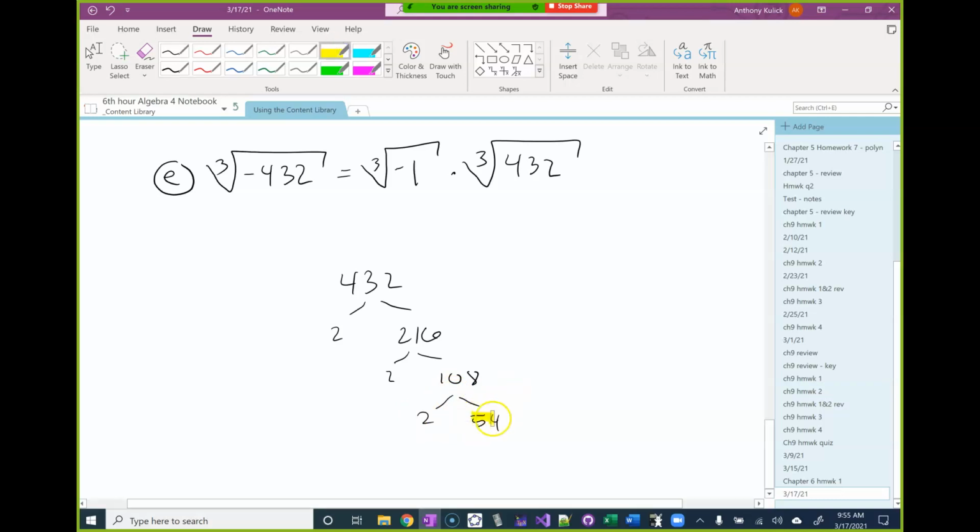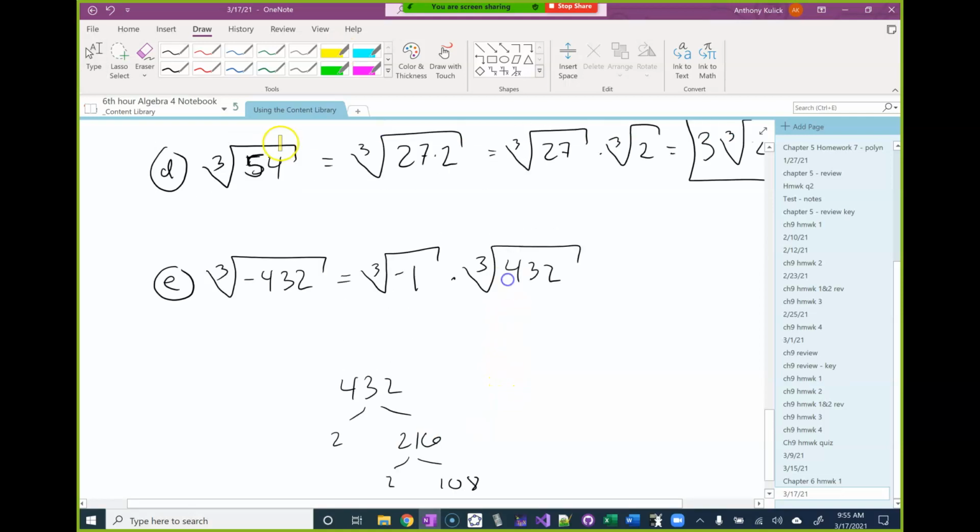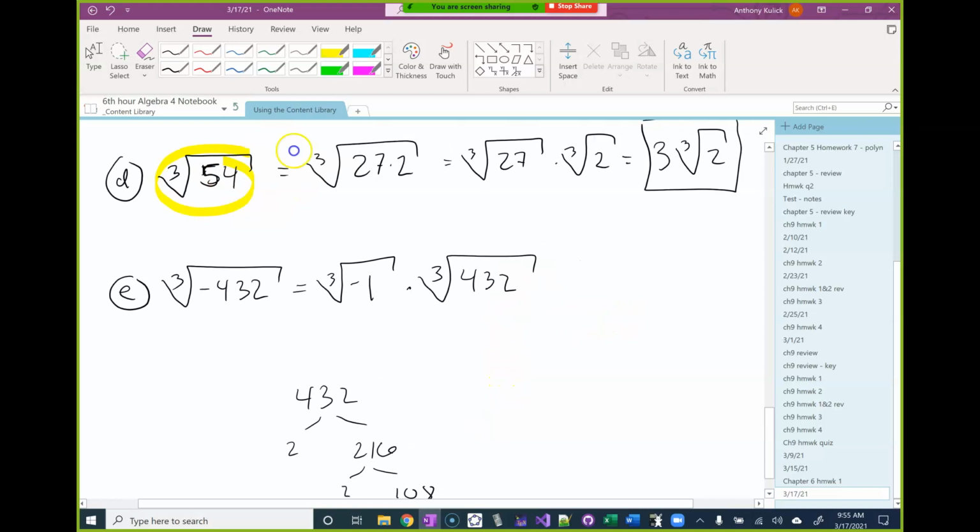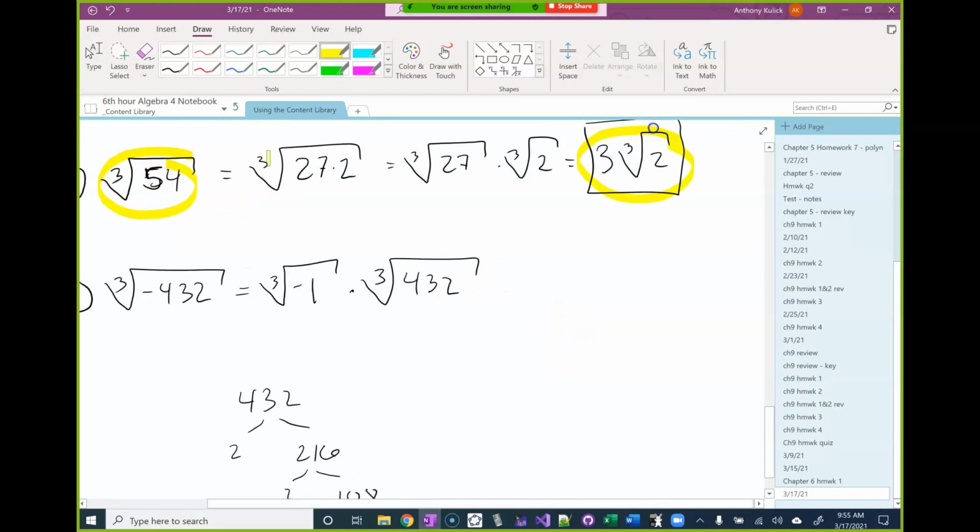Hold up. What happened? 54, that number looks familiar. We know what the cube root of 54 is. We already did that problem before. So I'm going to stop my prime factorization here and just borrow the work that I've done in the previous problem to finish this thing up. Is that okay? If you didn't notice that, it's fine.